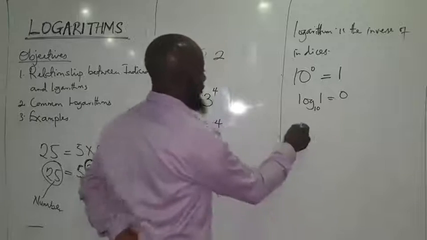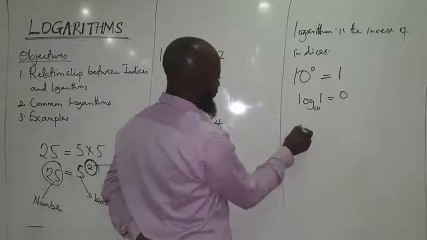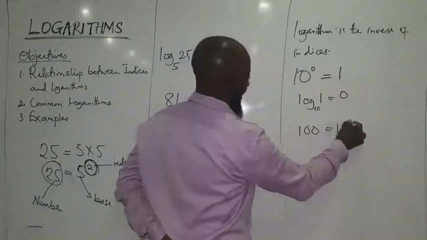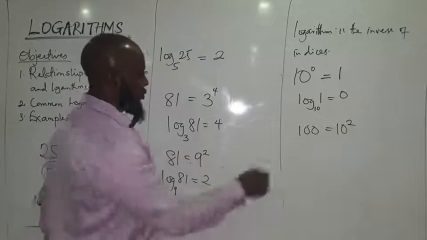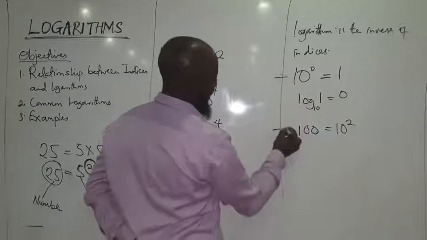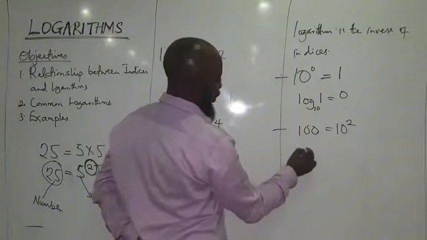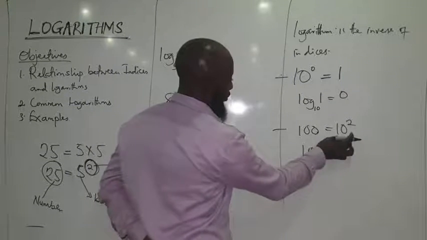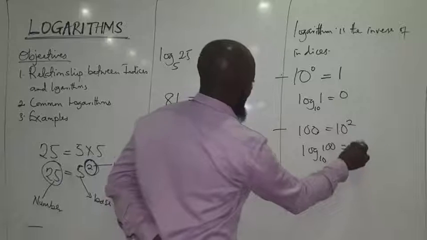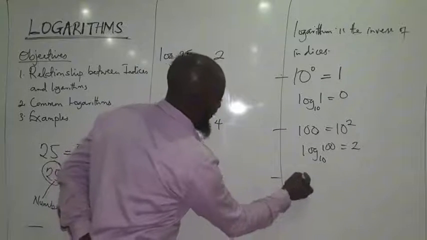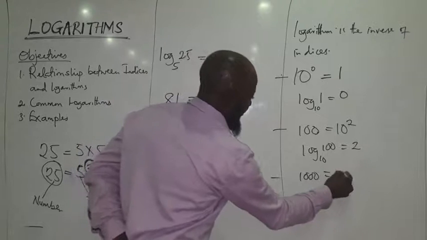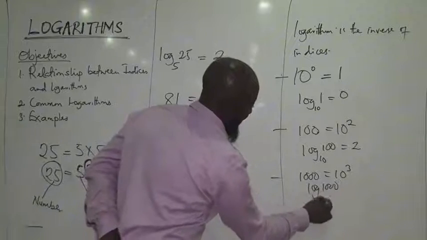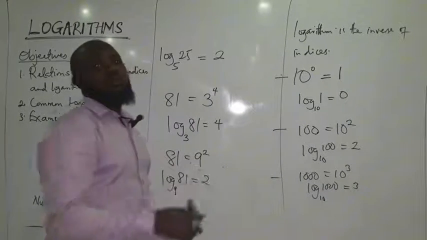Then we have 100. 100 is the same as 10 raised to power 2. So this is the first one. Let's look at the second one. 10 raised to power 2 equals, in log form, log of the number, which is 100, into base 10, and the answer will become the power, which is 2. Then we can also have 1000, which is 10 raised to power 3. That means log 1000 into base 10 equals 3. And so on and so forth like that.